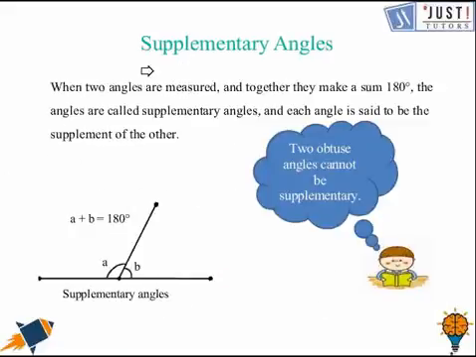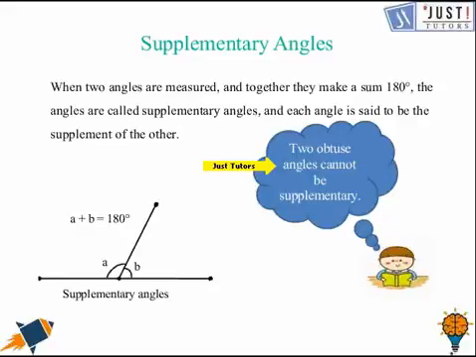Now let's proceed with supplementary angles. Two angles are called supplementary angles when together they make a sum of 180 degrees. Then they are called supplementary angles. And we can say that each angle is the supplement of the other. So for example, have a look here. Angle A plus angle B are a linear pair and they are also supplementary angles. So we can say that linear pairs are always supplementary angles.